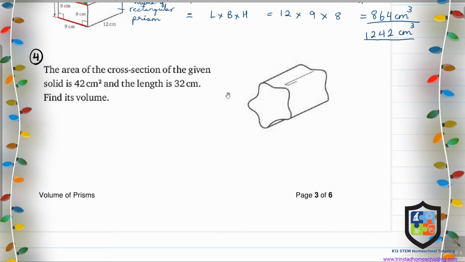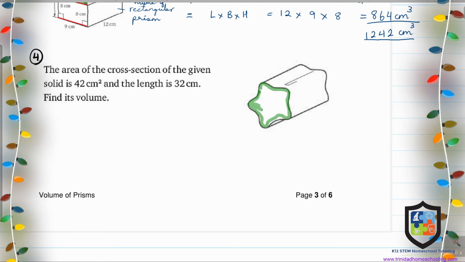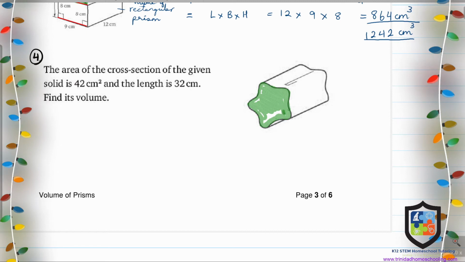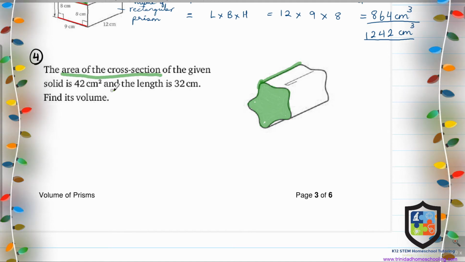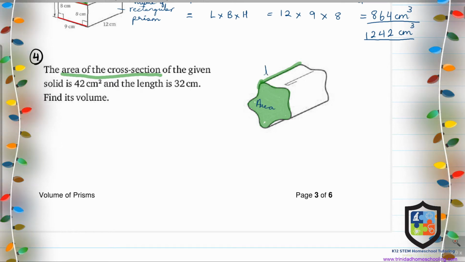Now number 4 looks like an irregular object, but if you look carefully, it is one face, right? One face that is stretched. Okay, so it is one regular face or one particular shape that is stretched along some length. In this case, they gave you the area of the cross section, which is the part that I shaded green, and they gave us the length. So they gave us the area and the length.